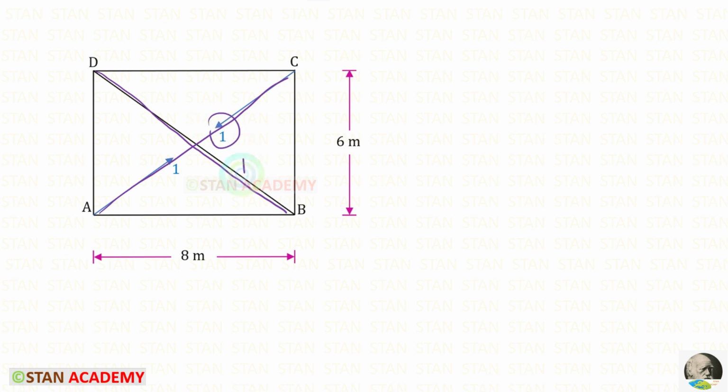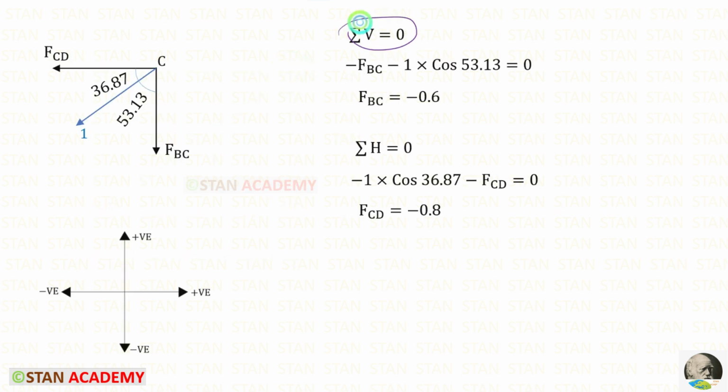If this is 1, this also will be 1. Even though we have this shortcut, still we will calculate them. Let us take the joint C and find the member forces. We can use this rule.